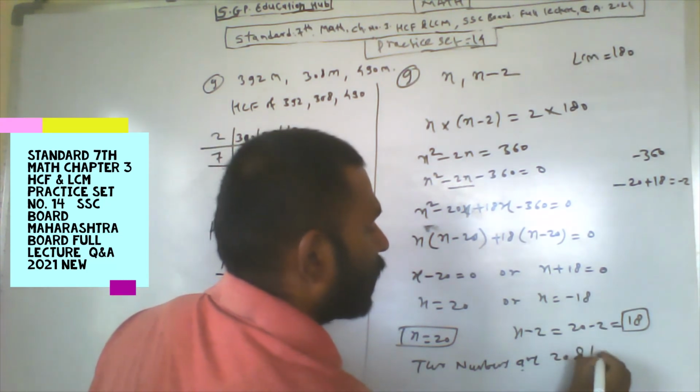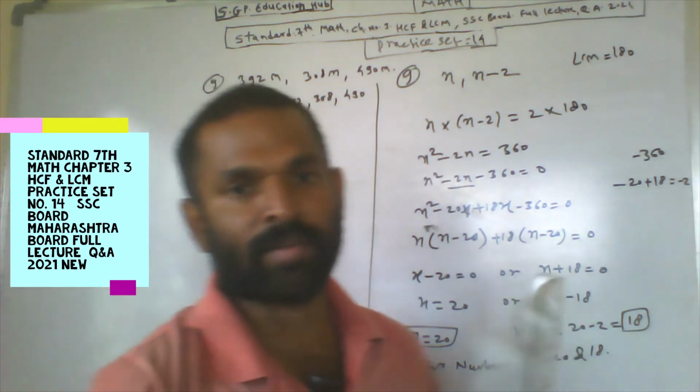Okay, two numbers are 20 and 18. This is the end of the practice set.